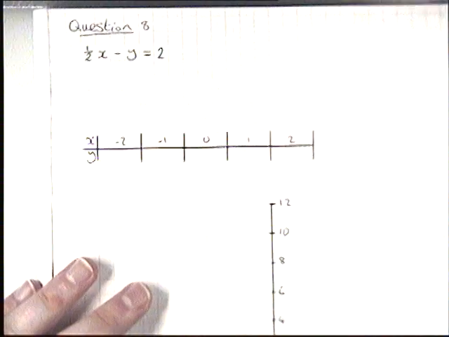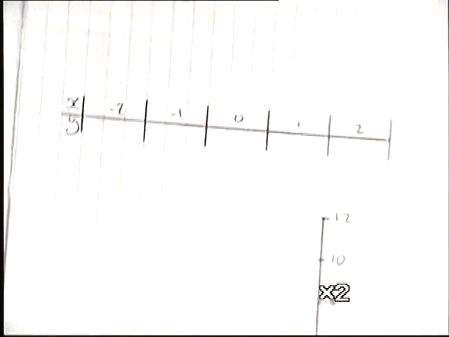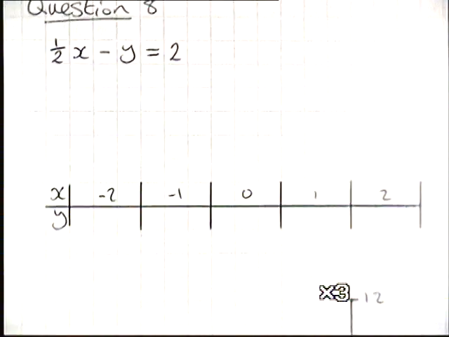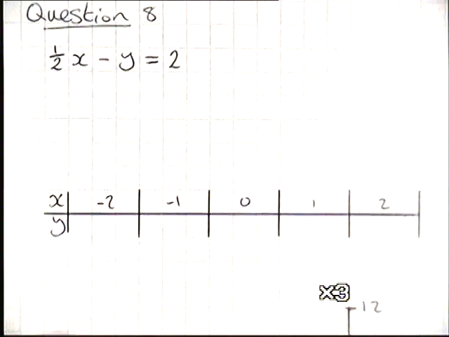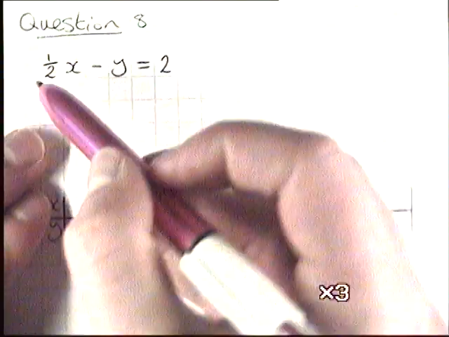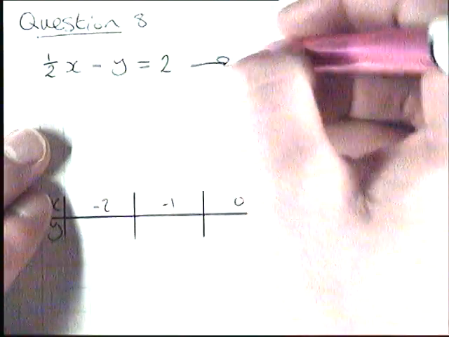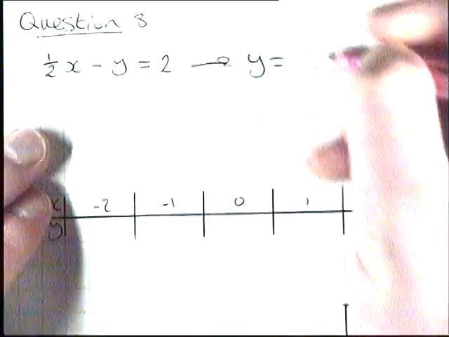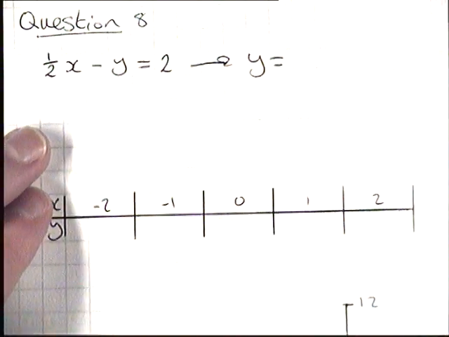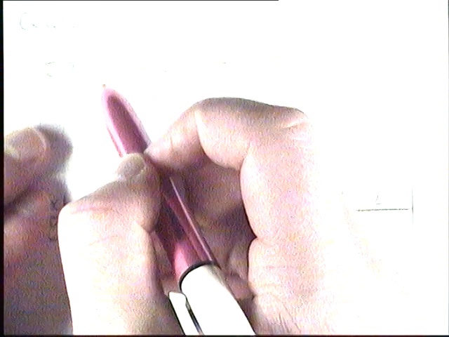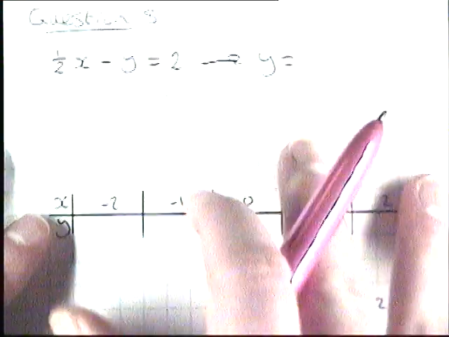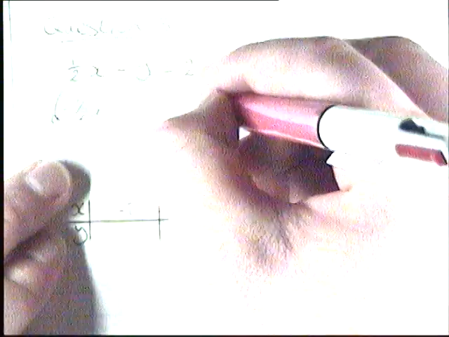Right, final question. Right, so this time we've got the equation a half x minus y equals 2, and we need to get that into the form y equals. Now, what I'm going to do first is I'm going to move the half x onto the other side, so we isolate the y. So we're going to subtract a half x from both sides.